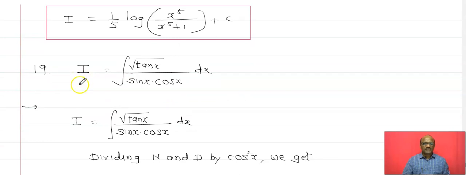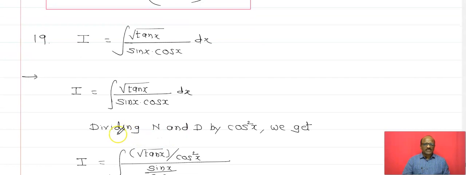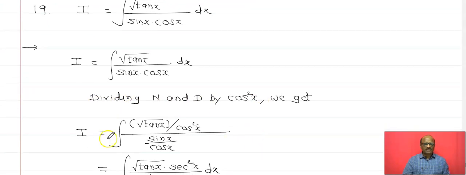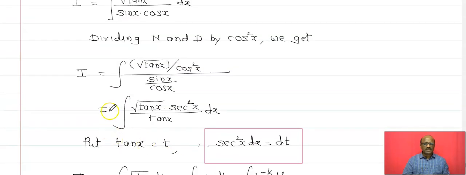Now the problem number 19: I equals integral root of tan x upon sin x cos x dx. Dividing numerator and denominator by cos square x, you will get I equals integral (root of tan x upon cos square x) upon (sin x cos x upon cos square x), that is sin x upon cos x. Therefore I equals integral root of tan x times sec square x upon tan x, since sin x upon cos x becomes tan x.